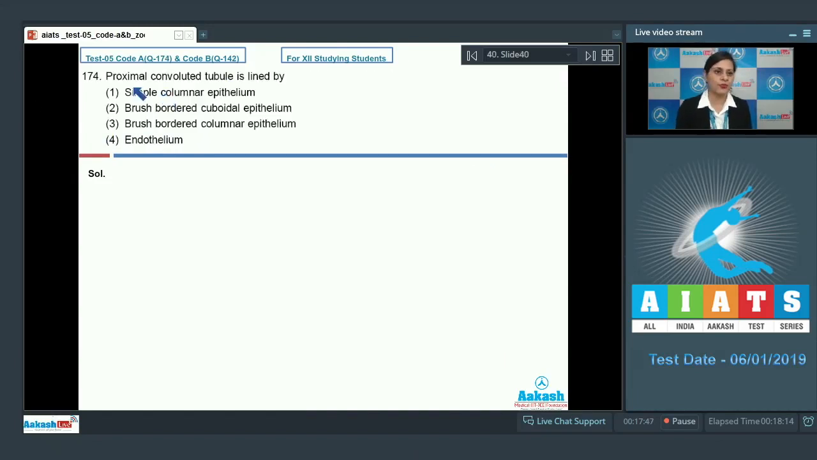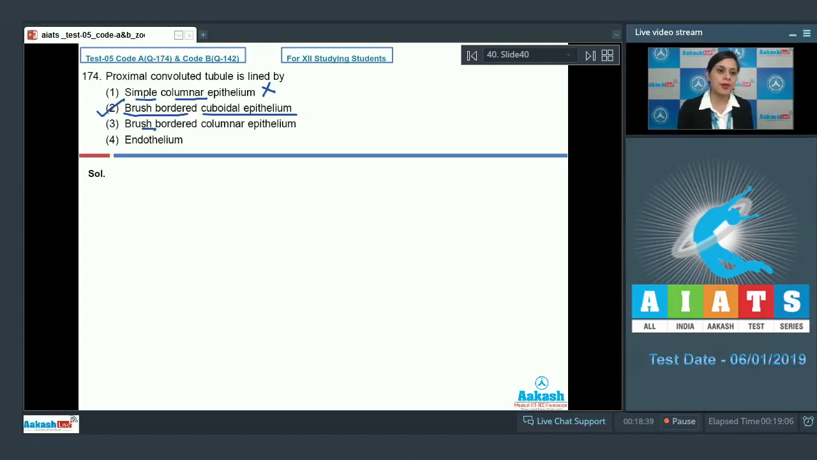Question number 174. Proximal convoluted tubule is lined by... As it is a direct question, the correct answer to this question is option number 2, brush bordered cuboidal epithelium. Let's discuss other options also. The next option is simple columnar epithelium, and this is an incorrect option. The inner lining of stomach and intestine is lined by simple columnar epithelium, which performs the function of secretion and absorption.